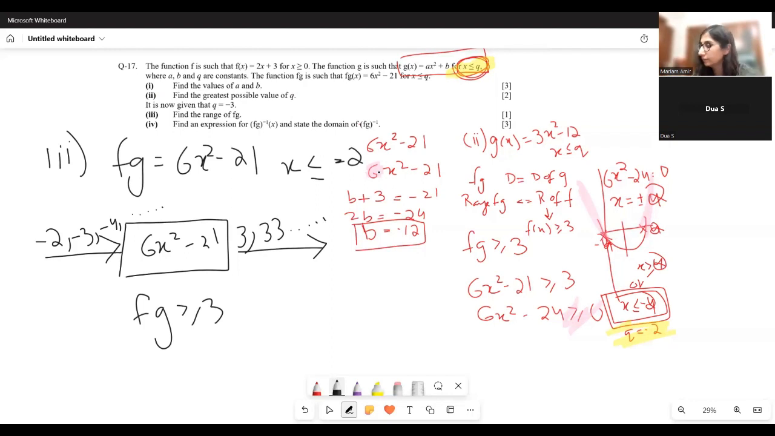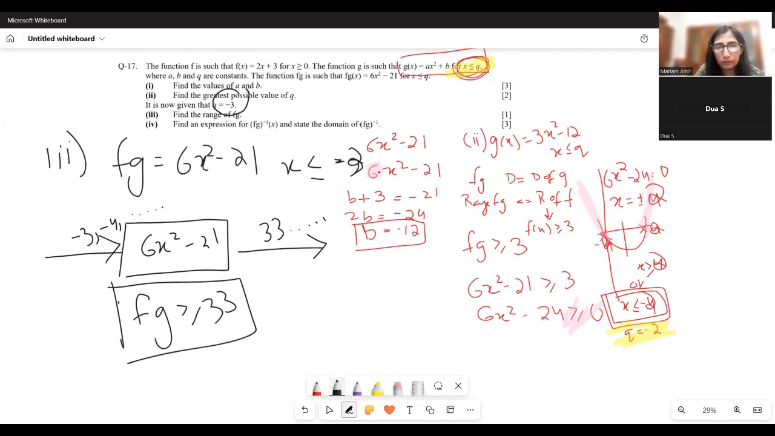Let me check. No, this is not the answer, 33 is the answer. How do we get 33? I don't know why I took 2. Oh, -3. This was 3. So you start from 3. The square of that is 9. 9 times 6 minus 21 would be 33. So the range of fg is going to be greater than or equal to 33 when q is minus 3.